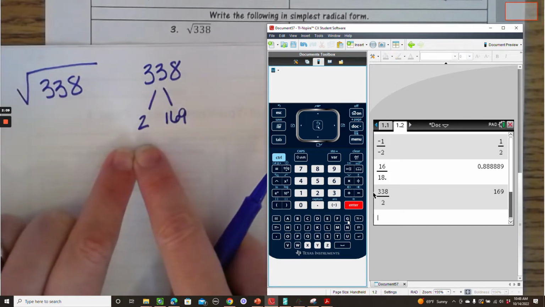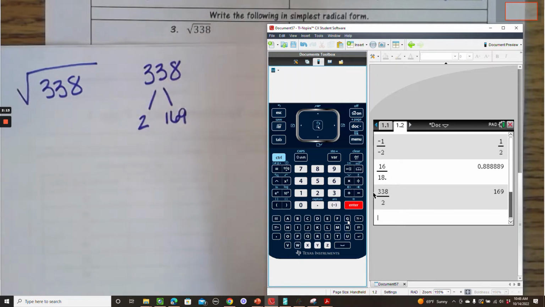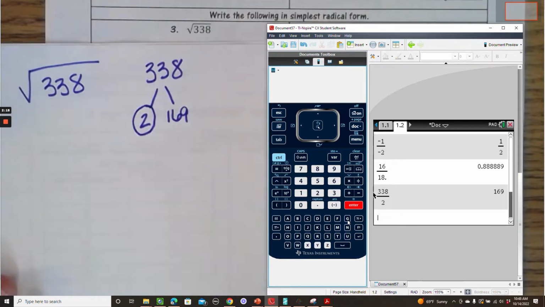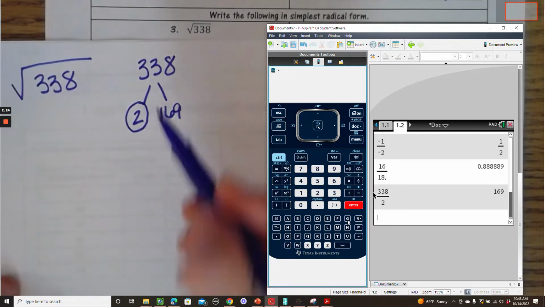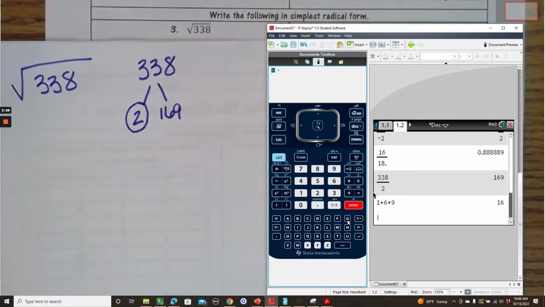2 is a prime number. 2 cannot be divided by anything but itself and 1. That's the definition of a prime number. So prime numbers we circle when we factor. To tell if a number is divisible by 3, you add up the digits. 1 plus 6 plus 9, and I get 16. Is 16 divisible by 3? So that's not divisible by 3.